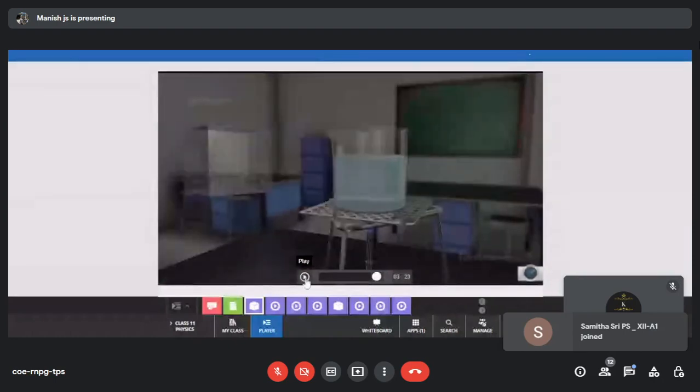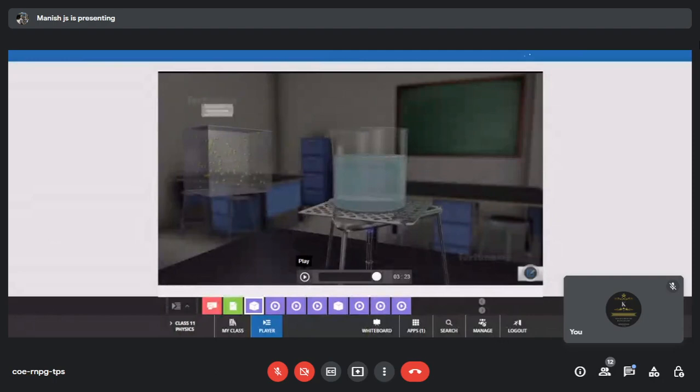So if we want to study thermal energy, what we'll have to do is supply heat to it or remove the heat. Only then do we understand what the thermal energy of a particular substance is.